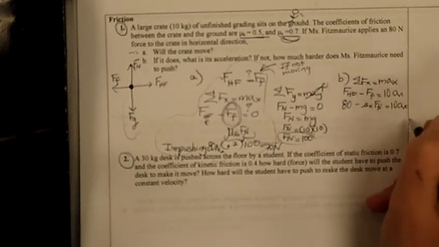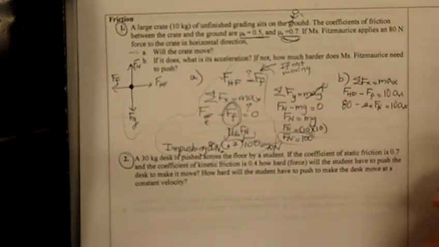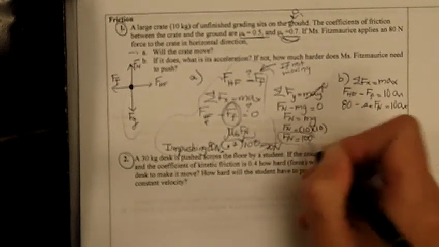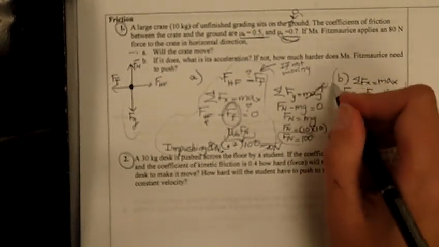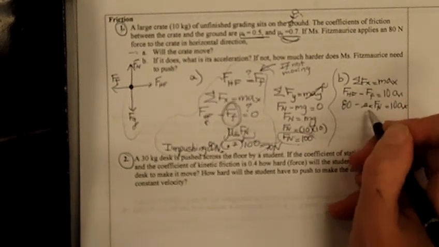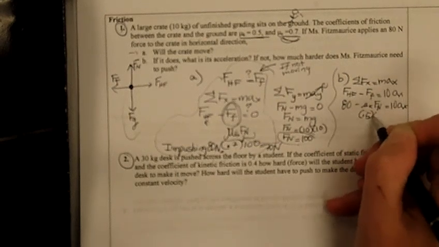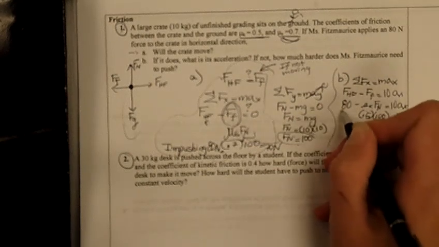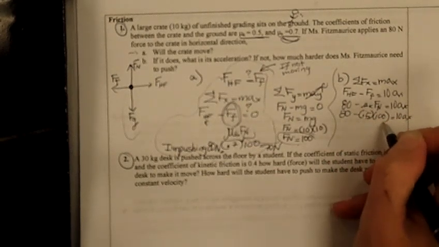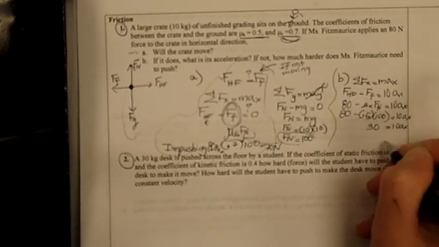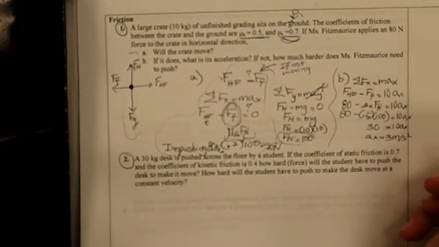I know that Fn is 100. That doesn't change. My up and down doesn't change. And I know that mu k is 0.5, so I have 0.5 times 100 equals 10 ax. 80 minus 0.5 times 100 is really 30 equals 10 ax, and ax is equal to 3 meters per second squared.